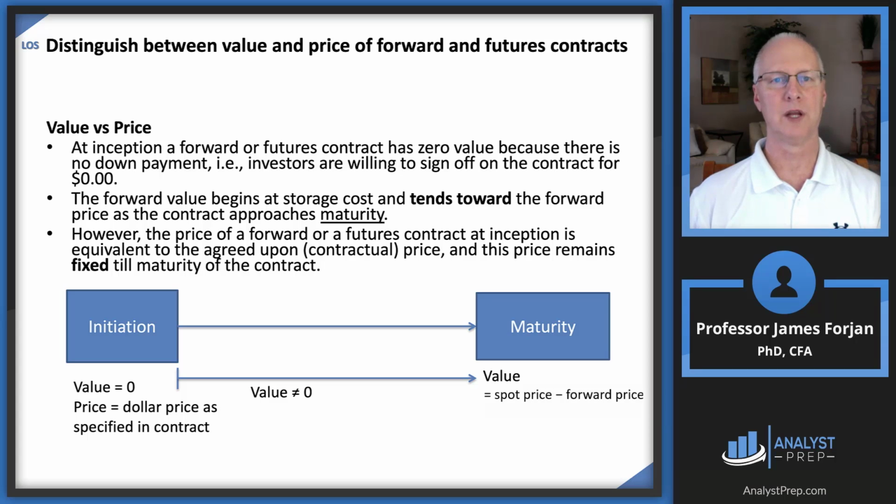How about this LOS? Distinguish between value and price of forward and futures derivative contracts. Yeah, this is an important distinction in the derivatives terminology. At the inception, in other words, when the two parties sign a forward or a futures contract, the value is always set at 0 because you're just simply agreeing to do something in the future, whether it's a forward or a futures contract, whether it's trading an apple or trading the S&P 500 index or trading an interest rate. Two parties just agree and they shake hands and say, hey, at some time in the future, we're going to get together and trade. And so there's really no money required.